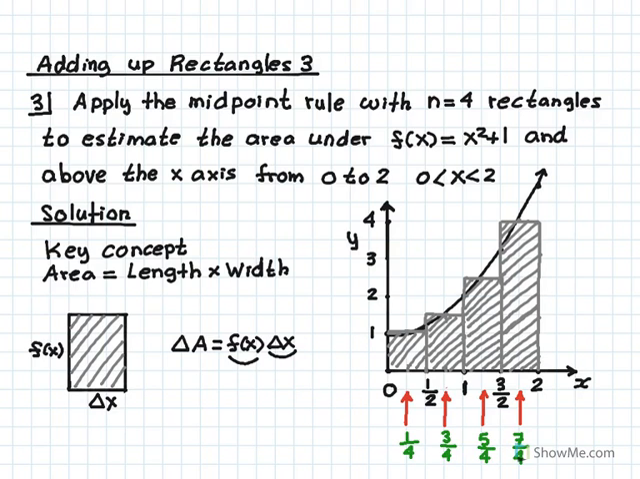But the key point is that we're evaluating the function at the midpoints, at x equals 1/4, at x equals 3/4, at x equals 5/4, and at x equals 7/4. All right, we have n equals 4 rectangles, and delta x, the width, is going to be 2 minus 0 divided by 4. We have equal width, that's 1/2. The important thing to remember is we need to find the midpoints of every interval.